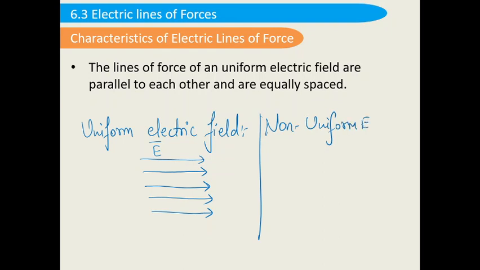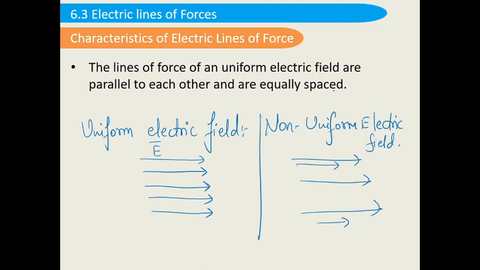Non-uniform electric field means what? Non-uniform electric field means that if the direction is the same, but the length is different or there is uneven spacing, then this is called a non-uniform electric field. Okay, this is the uniform electric field.